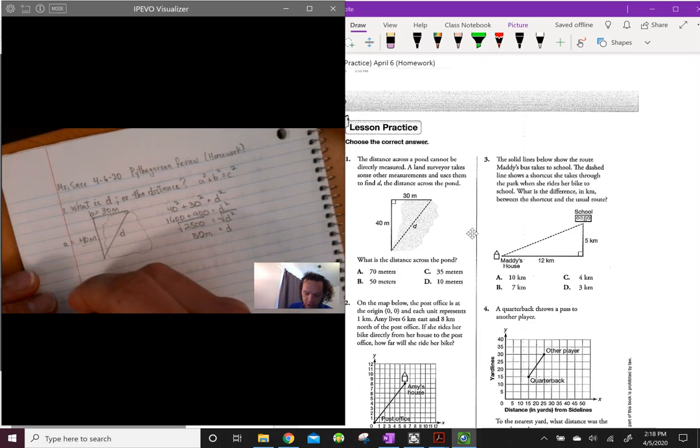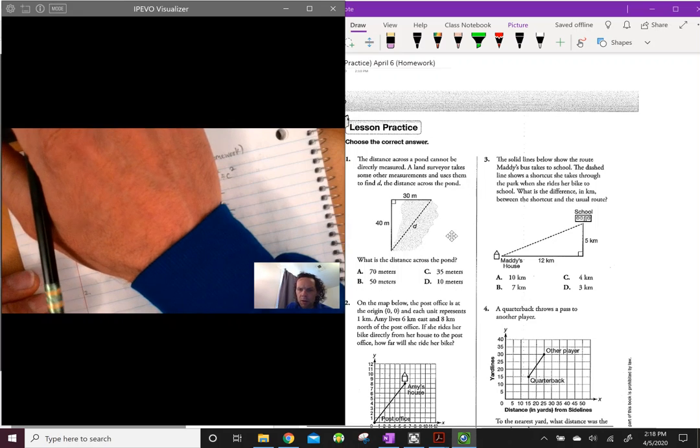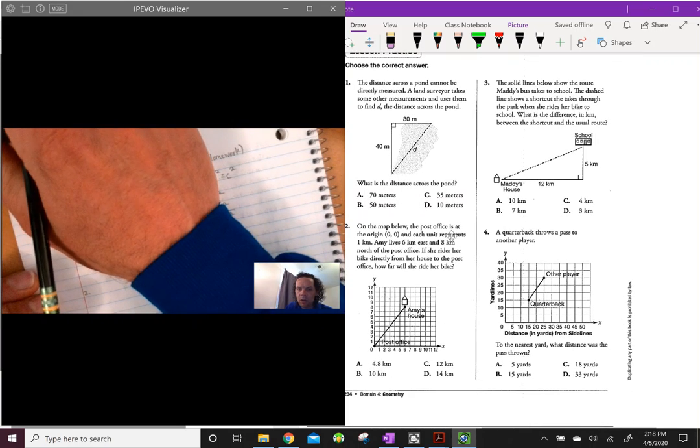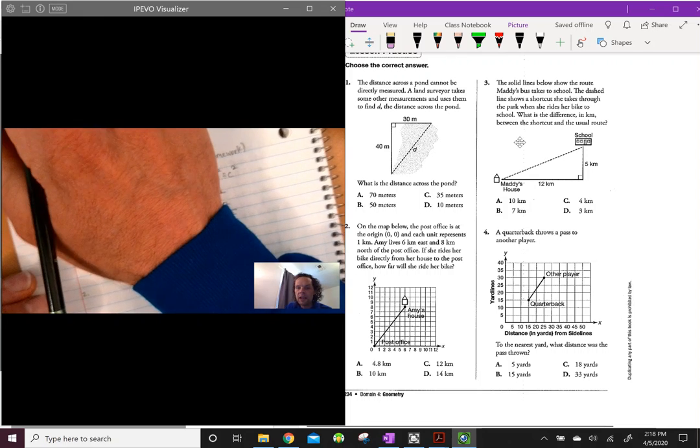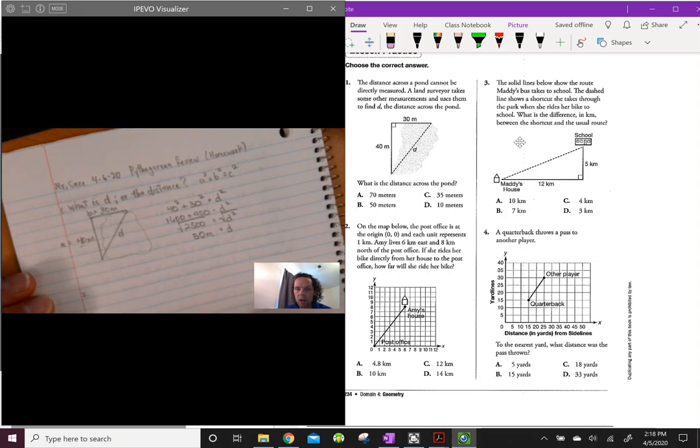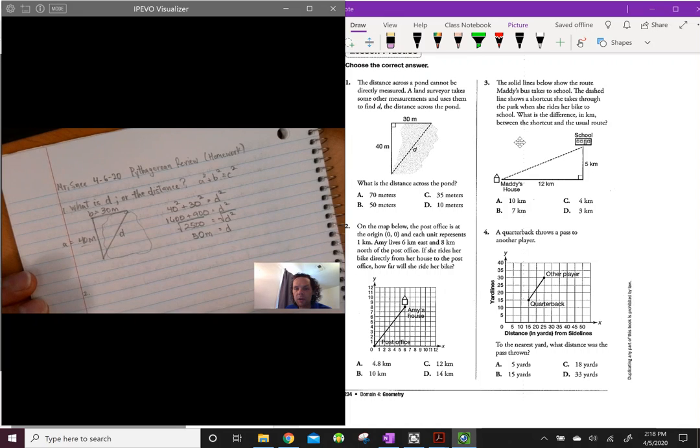Okay, number two, you're going to draw that thing out again. Right, it says on a map below, the post office is at the origin 0, 0, and each unit represents 1 kilometer. Amy lives 6 kilometers east and 8 kilometers north of the post office. If she rides her bike directly from her house to the post office, how far will she ride her bicycle?